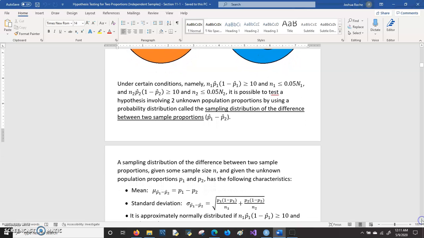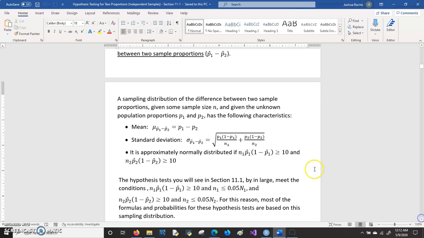Under certain conditions, namely these conditions, these inequalities, and later on we'll go into these in more detail, it is possible to test a hypothesis involving two unknown population proportions by using a probability distribution called the sampling distribution of the difference between two sample proportions. A sampling distribution of the difference between two sample proportions, given some sample size n, and given the unknown population proportions P1 and P2, has the following characteristics.